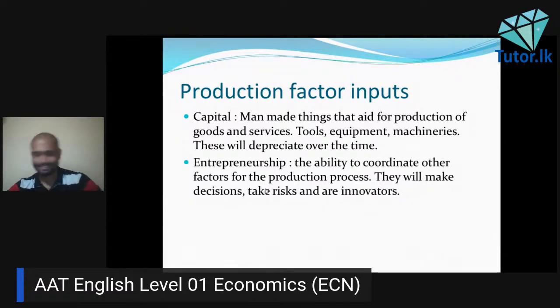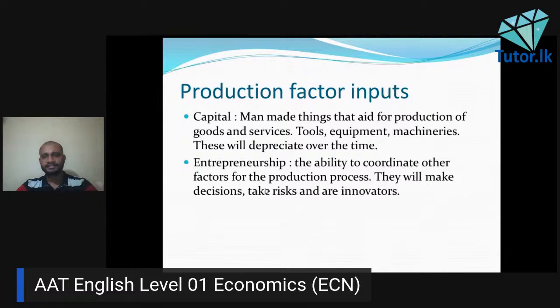Earlier we discussed the inputs we are getting from nature. Here we are talking about the resources which are man-made. For example, I can take vehicles, buildings, property, equipment, and computers. Those are man-made things. These things also should be there for the production process.